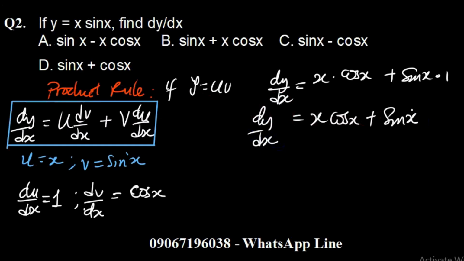Now let's look for the option that is correct. x cos x plus sine x. Okay, so we can look at that as this. So it is written in the second form. So this can also be written, take note, so this is option B. Option B. Okay, so you can see that sine x plus x cos x. So this is the answer to this question.